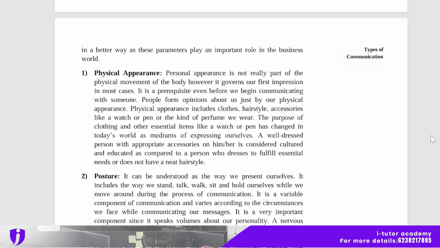Okay, so the first impression, we know that 30% or 40% of what we can identify, people form opinions about just by our physical appearance. Physical appearance includes clothes, hairstyle, accessories like a watch, pen, or the kind of perfume we wear. So these are the symbols of physical appearance.